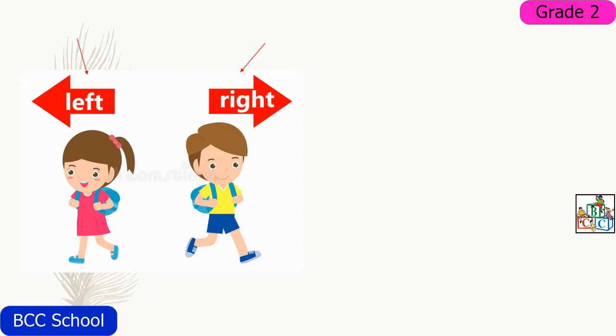Now let's spell left. L-E-F-T, left. One more time. L-E-F-T, left. And how do we spell right? R-I-G-H-T, right. One more time. R-I-G-H-T, right. So what is the opposite of right? The opposite of right is left.